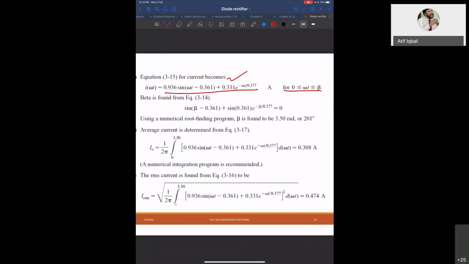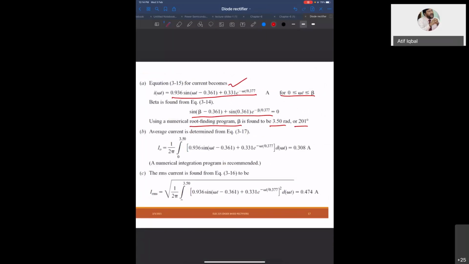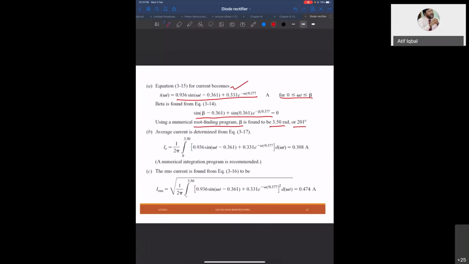Now, to get the value of beta, we have to solve this. You can use a MATLAB program or any numerical finding program. You can find beta, and this is found to be 201 degrees. Of course, if this question is asked, it will be simplified, or maybe the value of beta will be given to you, or maybe this part will not be asked. We do not expect you to do this during the exam, but certainly you have to do this during your homework, or you should practice this so you know exactly how to get the solution.